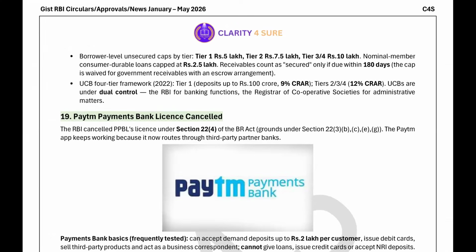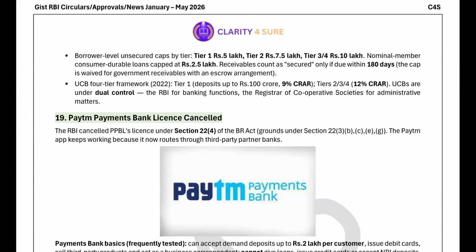So try to understand the borrower level caps: tier 1 is rupees 5 lakh, tier 2 is rupees 7.5 lakh, and tier 3 is 3 to 4 lakh. Tier 3 and 4 is rupees 10 lakh. Sorry, the nominal member consumer durables loans are capped at rupees 2.5 lakh. Receivables count as secured only if due within 180 days. The cap is waived for government receivables within an escrow arrangement.